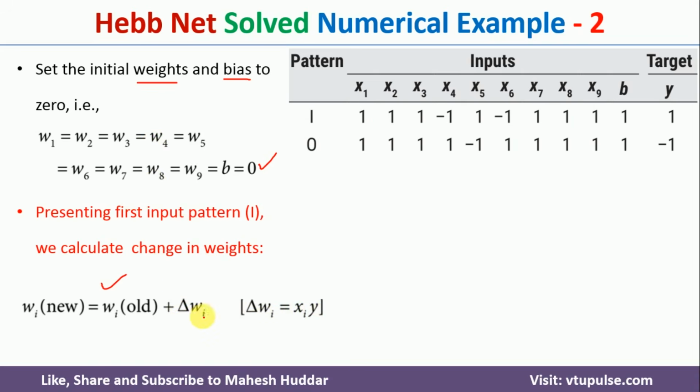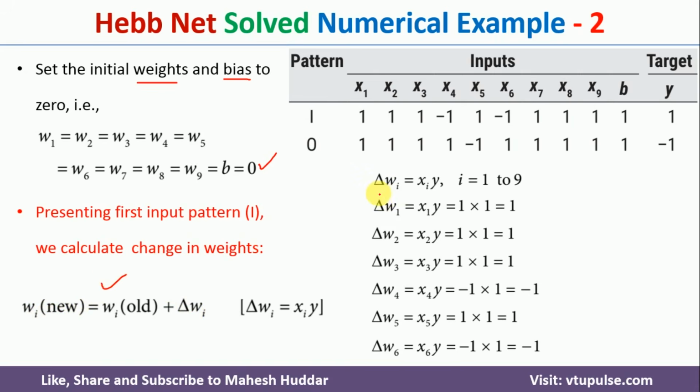Now we need to calculate this change in weight for all the inputs, and then we can calculate the new weights. So we have to calculate delta Wi, that is xi y, for i from 1 to 9. Delta W1 is equivalent to x1 y. X1 is 1 in the first case, and y is equivalent to 1. So 1 into 1 is equivalent to 1.